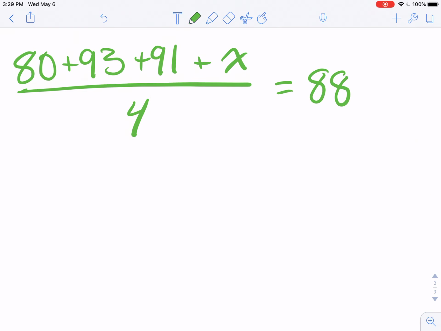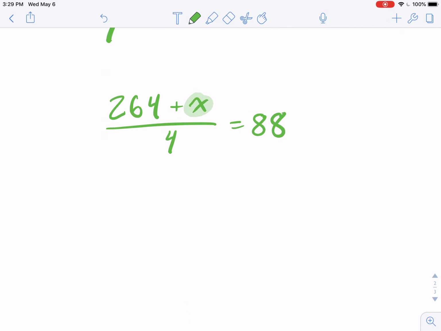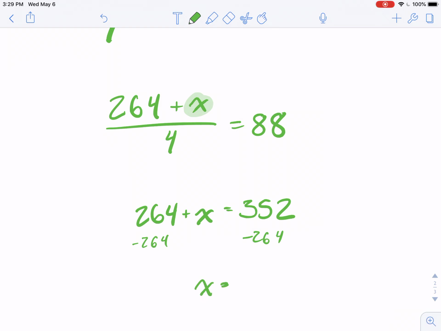Okay? So now let's solve this guy for X. Let's add these guys up. Again, quick in your head, get that as 264 plus X all over 4 equals 88. To solve for X, we'll multiply by 4 on both sides, giving us 264 plus X equals 352. And then finally, we'll subtract 264 from both sides. So X is 88. How fun is that?